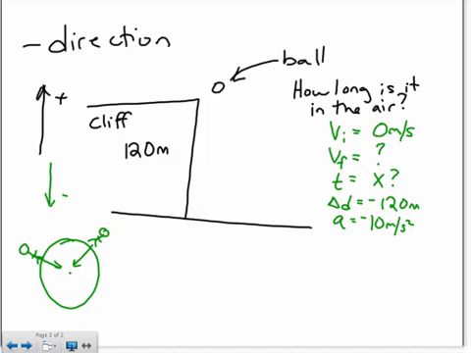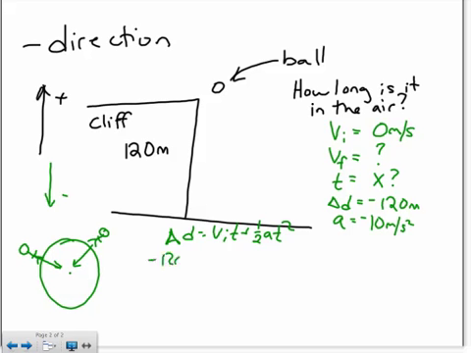We know 3 things, so we can solve for time. What do you want to use? Delta D equals VIT plus 1/2 AT squared. If you try to use any of the other ones, you'll get stuck with final velocity.